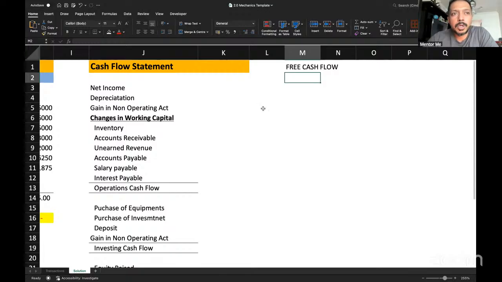Whenever we're talking about good companies, we're talking about free cash flow. Okay, and free cash flow has to be calculated through the cash flow statement. So first you have the cash flow statement, then you have... So free cash flow is not a statement. Free cash flow is the formula to calculate the cash flow to do valuation.